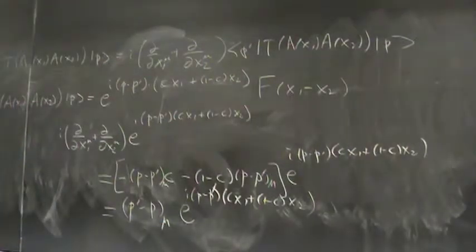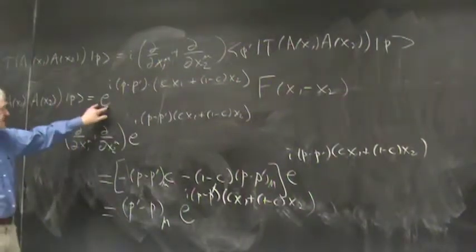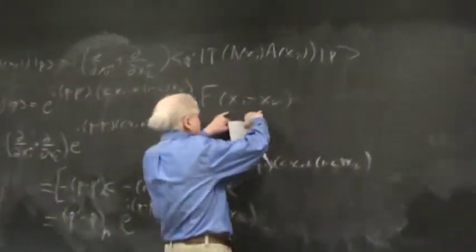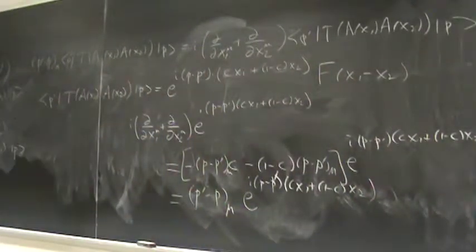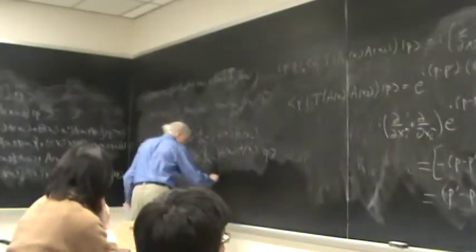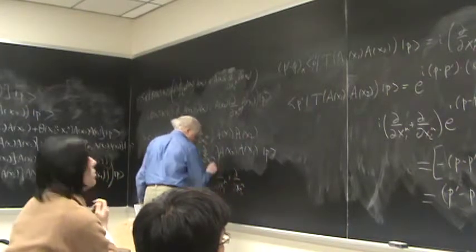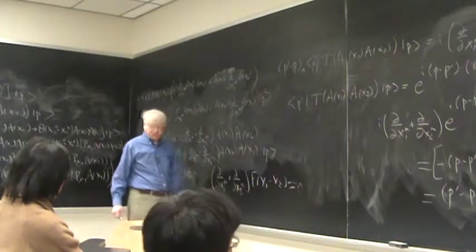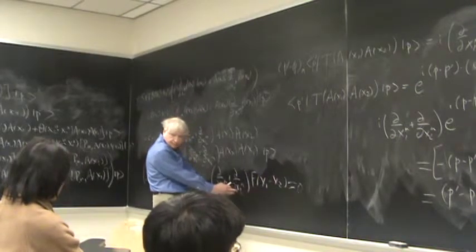Okay, so what we see is that this structure gives the right thing as far as the exponential is concerned. And then, when this differential operator hits a function of the difference, you just get zero. That's what we saw over here: d by dx1 mu plus d by dx2 mu on any function of x1 minus x2 is zero. Because this gives f prime, this one gives f prime, this one gives minus f prime.